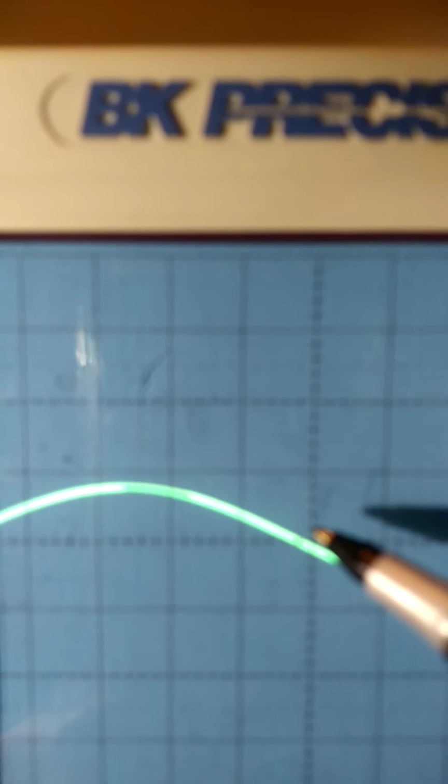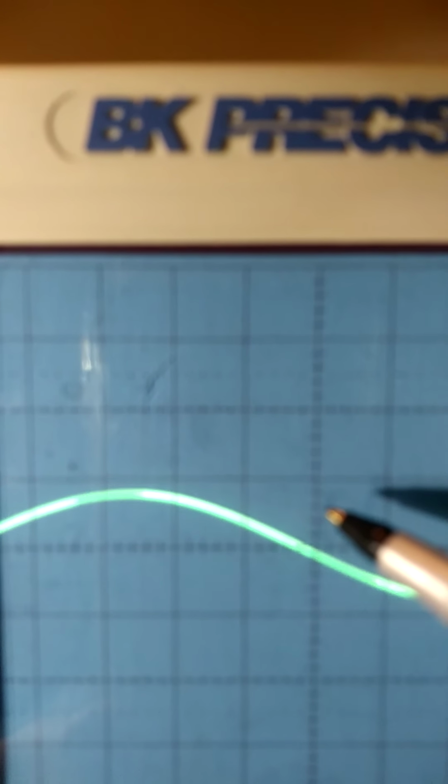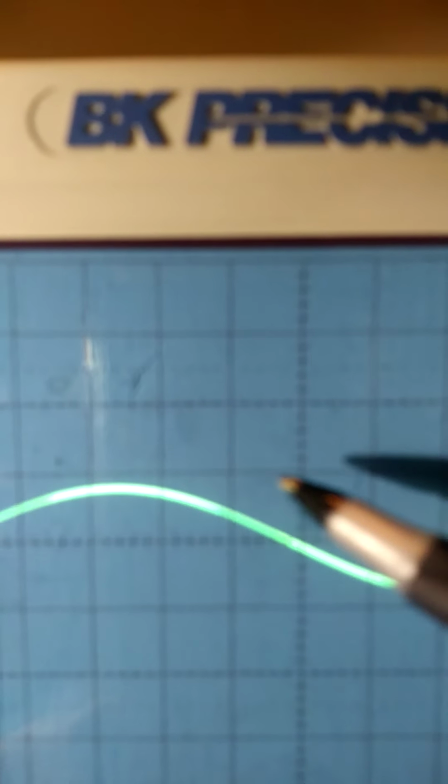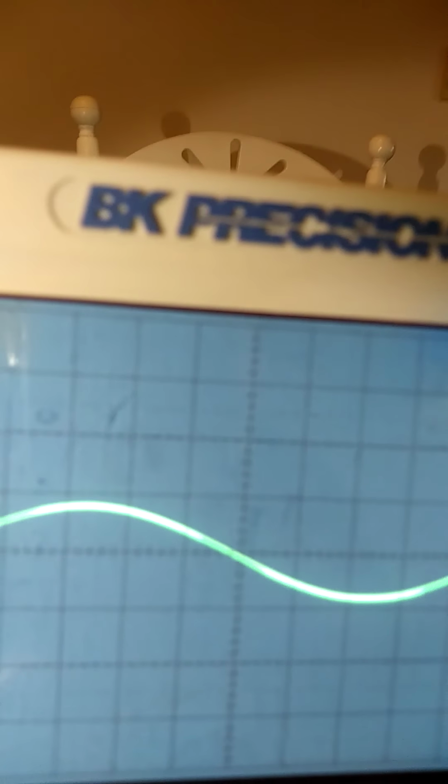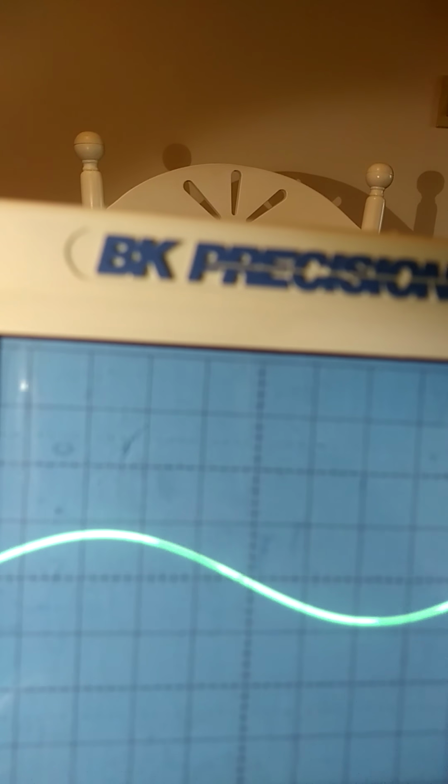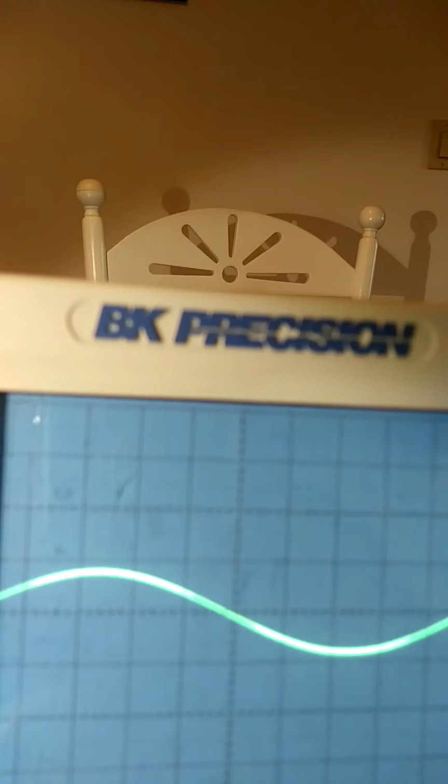So we count 0.2, 0.4, 0.6, 0.8. We get about 0.8 of a square to the peak of this signal. 0.8 of a square times 5 is 4 volts. So it's 4 volts, which is 0.8 times 5.